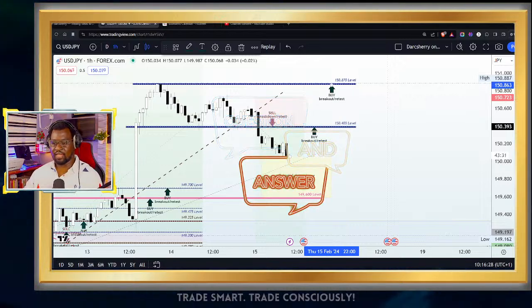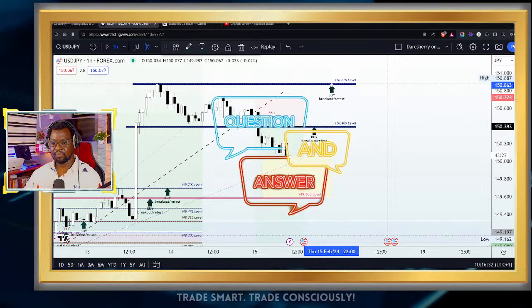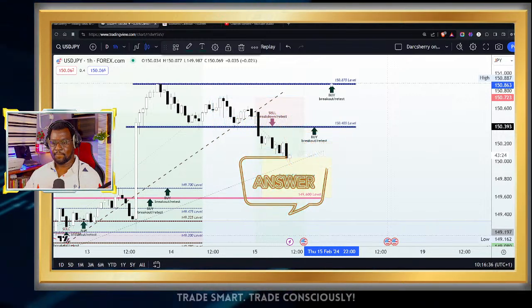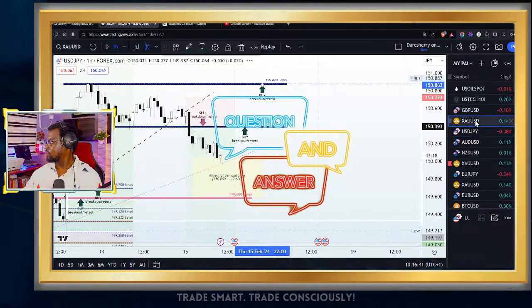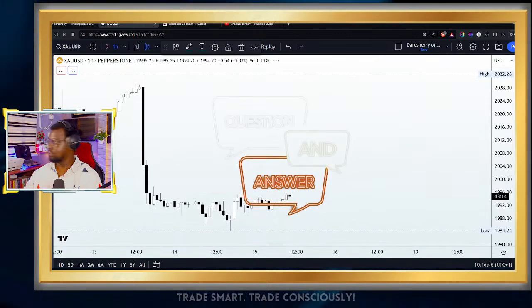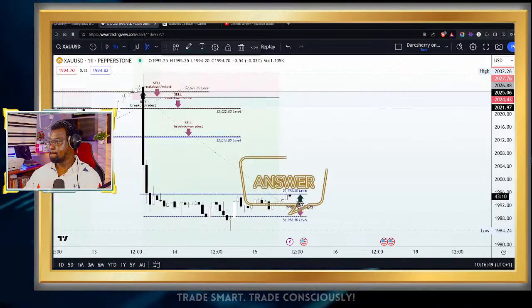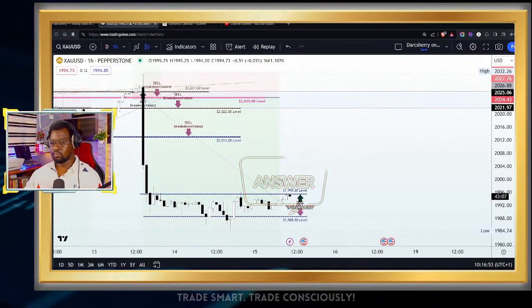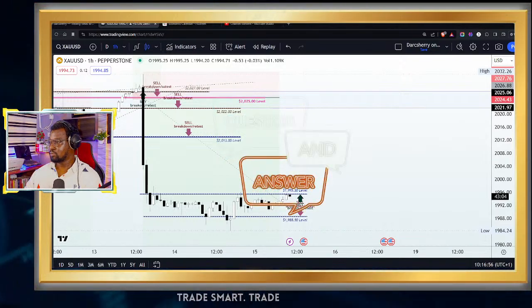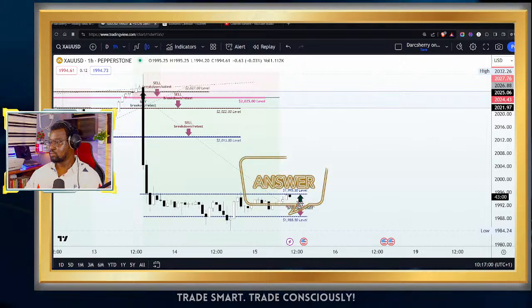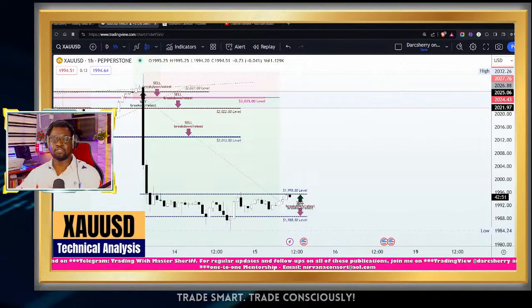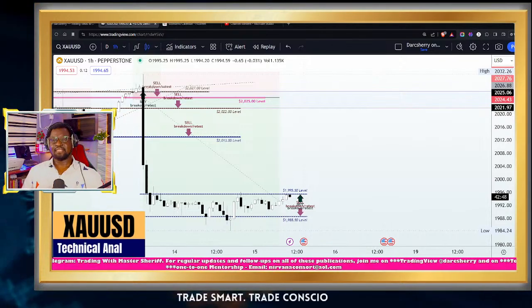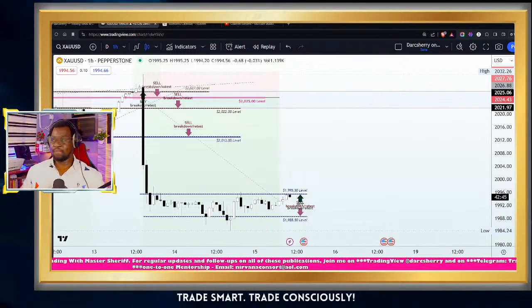So moving on to the next asset on our watch list. The next and final asset on our watch list for today is my favorite asset, and that is the XAUUSD, popularly known as the gold spot.